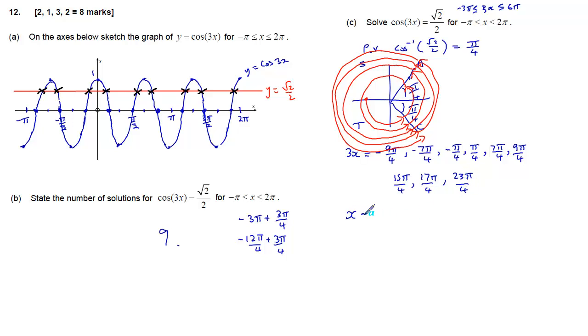And then we just need to divide them all by 3. So negative 9 pi by 12, negative 7 pi by 12, negative pi by 12, pi by 12, 7 pi by 12, 9 pi by 12, 15 pi by 12, 17 pi by 12, and finally 23 pi by 12.